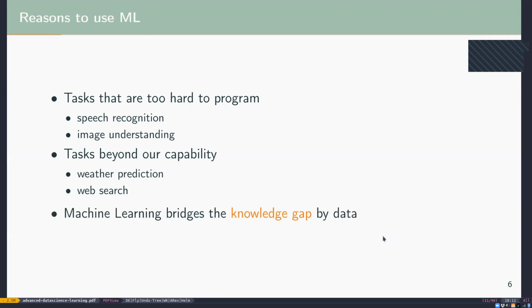So what machine learning tries to do is that when we end up in a scenario where there's some form of knowledge gap, we try to bridge that knowledge gap with data. That's effectively what we do.